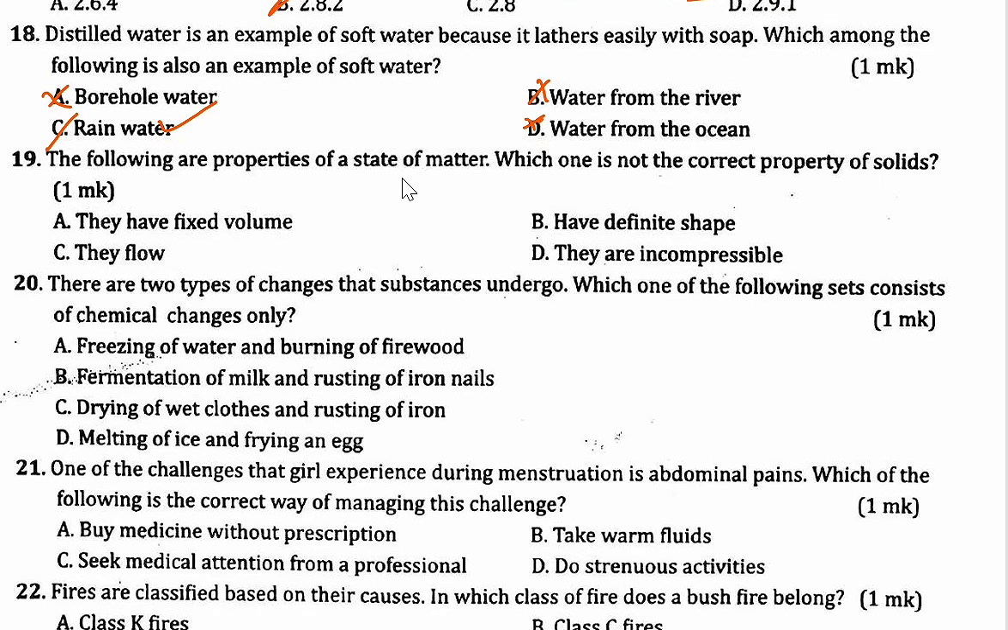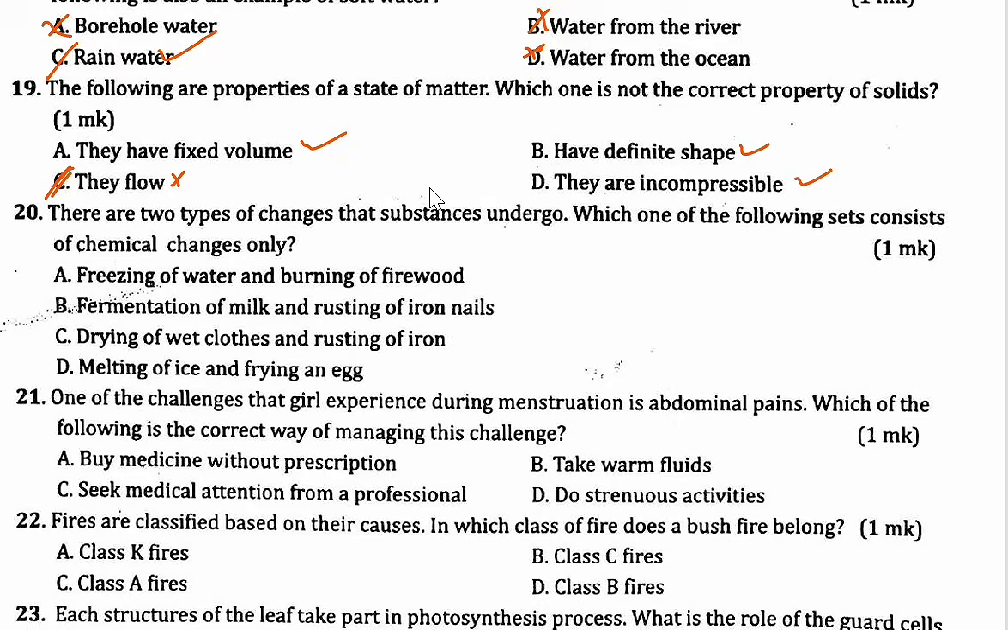The following are properties of states of matter. Which one is not a correct property of solids? Solids have fixed volume, true. They have definite shape, yes. Solids are incompressible, true. They flow? Solids don't flow. Solids will never flow. So this is the correct answer. Solids don't flow, and therefore the answer is C.